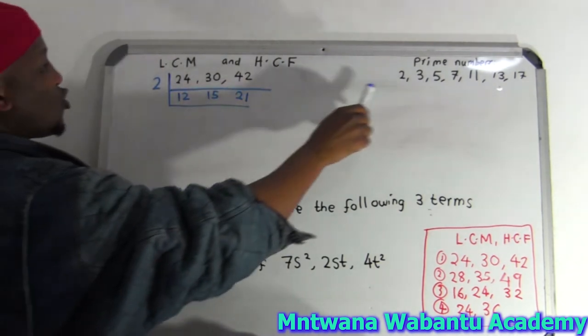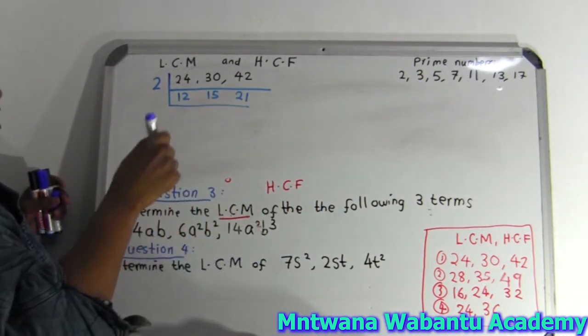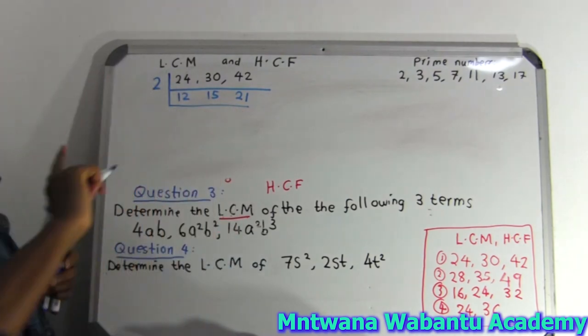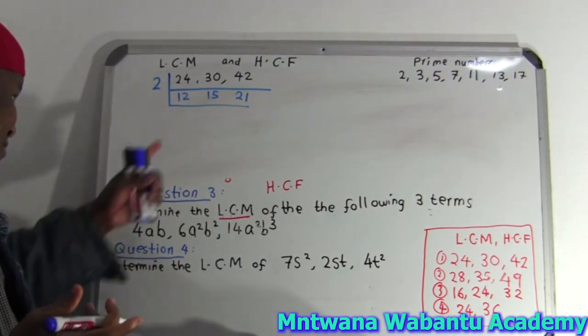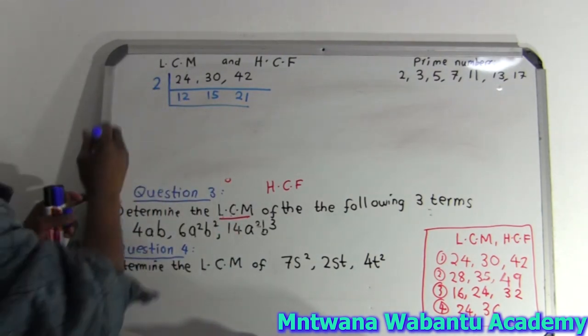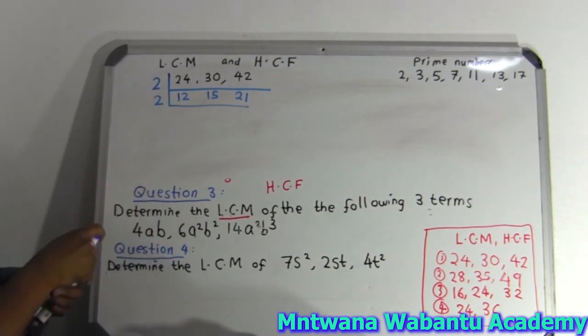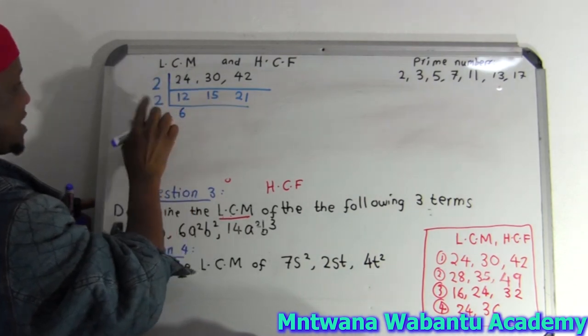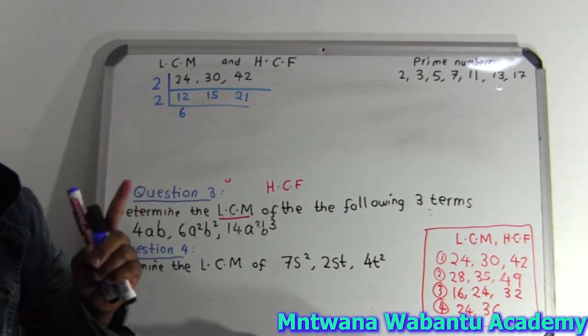So now, do not go to 3. I mean, don't go to the next prime number until you make sure none of these numbers is divisible by 2. Oh, we still have 12. 12 can be divided by 2. So we go to 2 again. You know what I'm saying? Let's go 2 again. So you see, 12 divided by 2 again is 6, but 15 cannot be divided by 2. So you don't need a remainder here, okay?